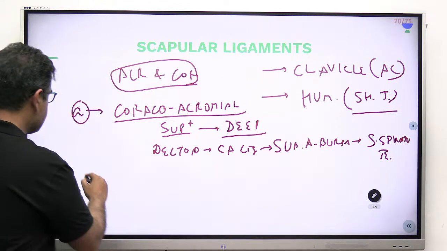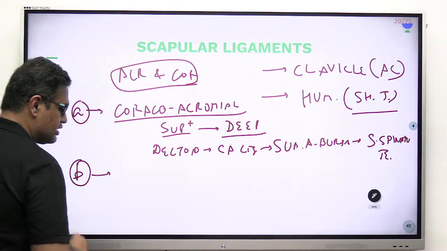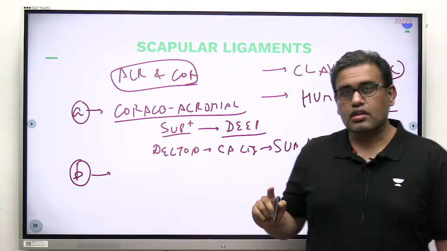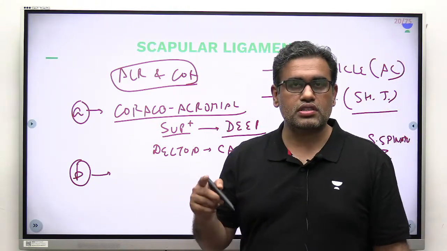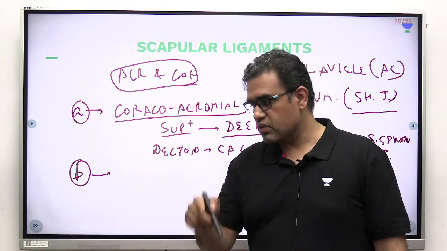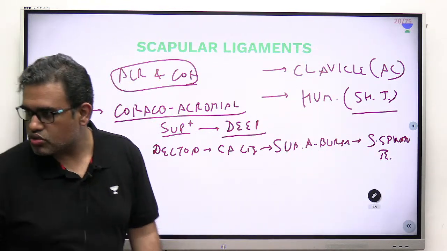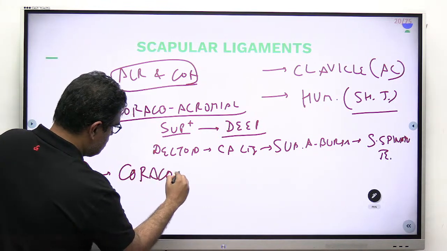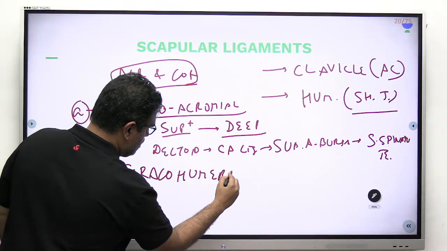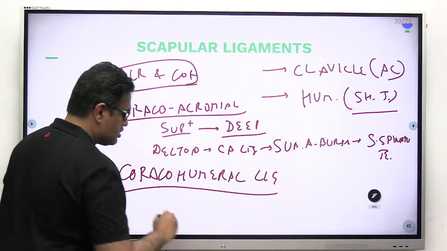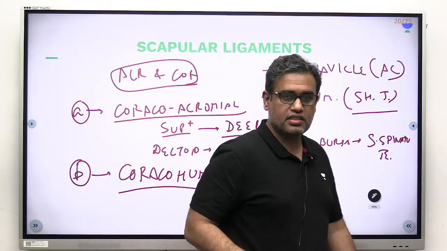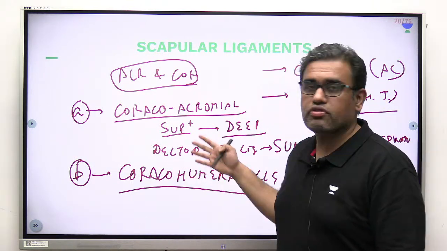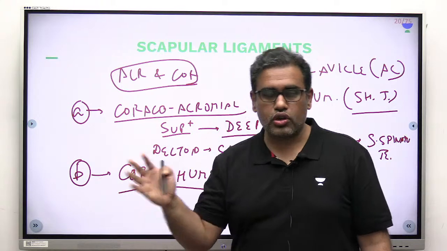The second important ligament concerning this is, as you have the shoulder joint, which is between the scapula and the humerus, a ligament that goes from the coracoid to the humerus, known as the coracohumeral ligament. Understand, this also supports the shoulder joint. These are apart from all those glenohumeral ligaments. You have another ligament going from the scapula, the coracohumeral ligament.